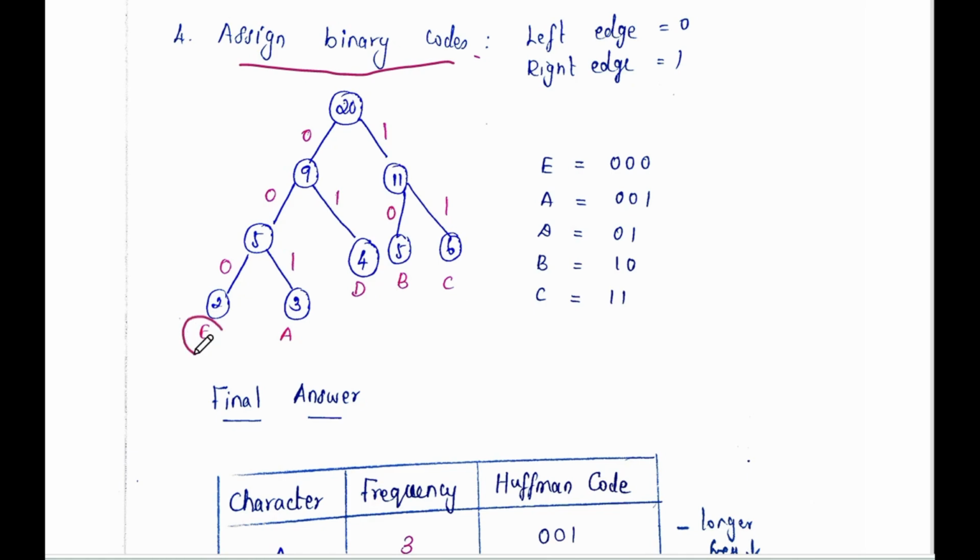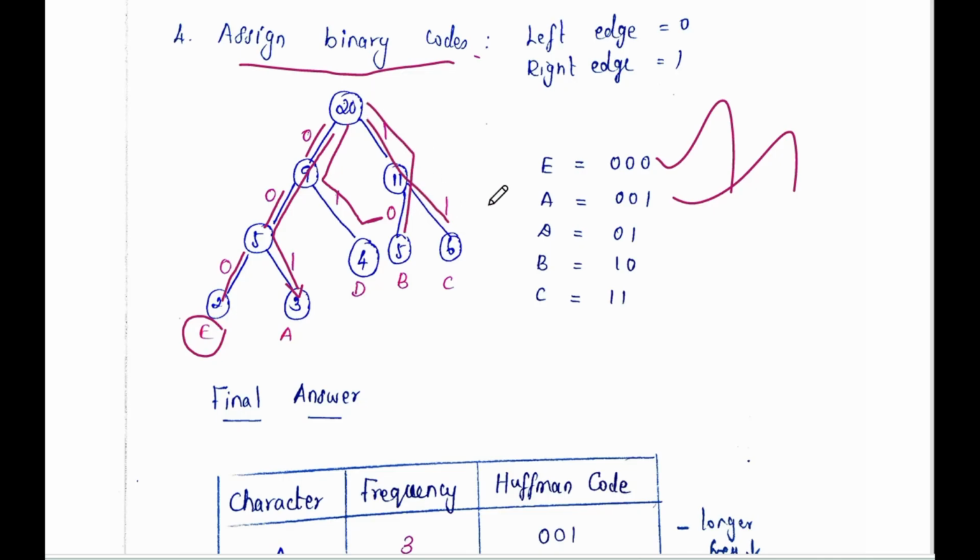So now we first make the binary code for the characters. Travel from root to leaf node. So 0, 0, 0, we reach E here. Right? What is the binary code for E? That is 0, 0, 0. Then reach character A, right? Then the binary code is 0, 0, 1. Here D is 0, 1, right? Here 1, 0, that is B. Then 1, 1, that is C.